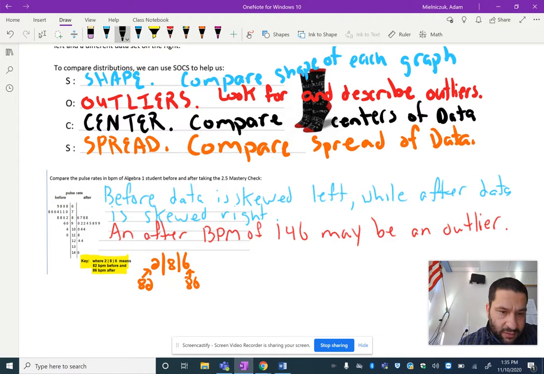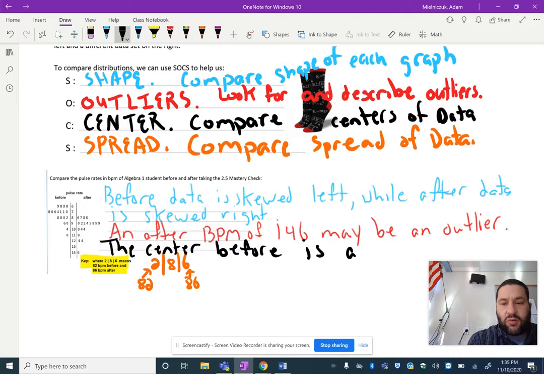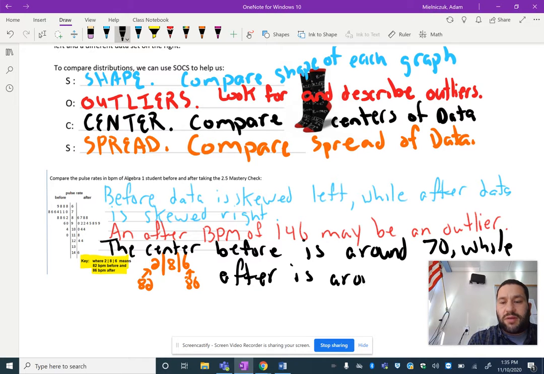Now let's talk about the centers. If we look at this data, it looks like the center for before is probably in the 70 range. So I would say the center before is around 70, while after is around, let's think about what's the approximate middle for after. It looks like a lot of our data is centralized in the 90s to the hundreds, so around, I'm going to say, late 90s. So that describes our center.